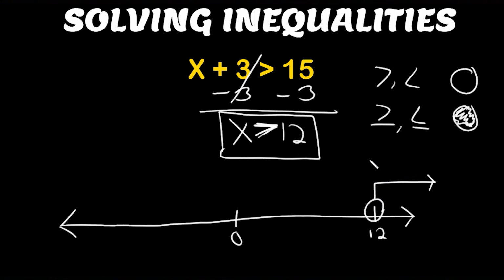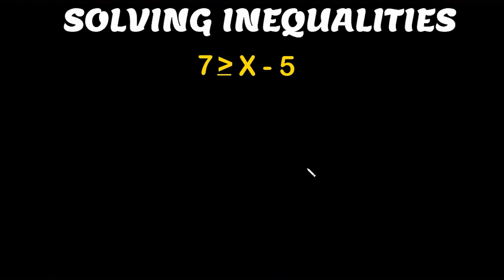Let's take a look at another example here. So here's my next example. It's another one-step inequality. So we're going to go ahead and solve it just like we would an equation. I'm going to take this negative 5 and I'm going to add it on both sides. Okay? So adding it on both sides, it will cancel here. 7 plus 5, we get 12. And then greater than or equal to x.